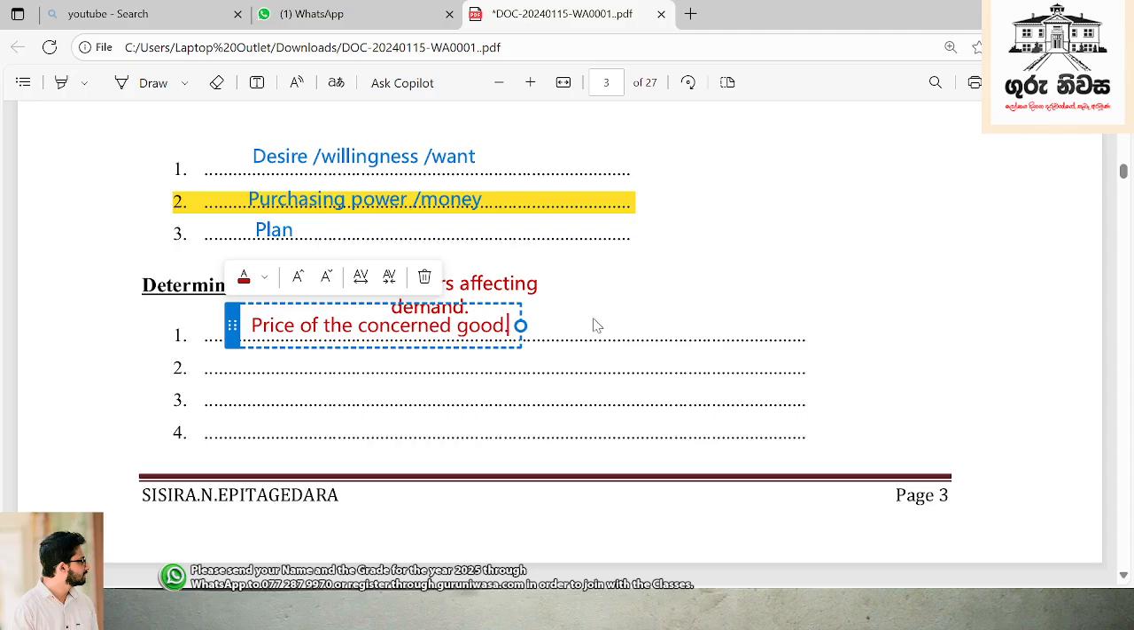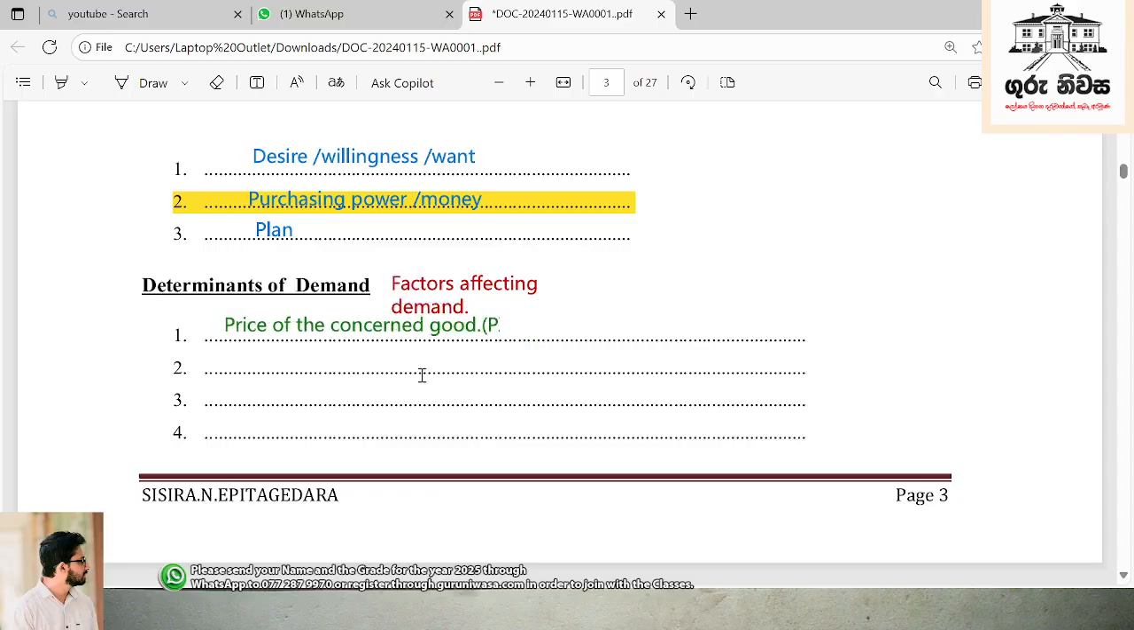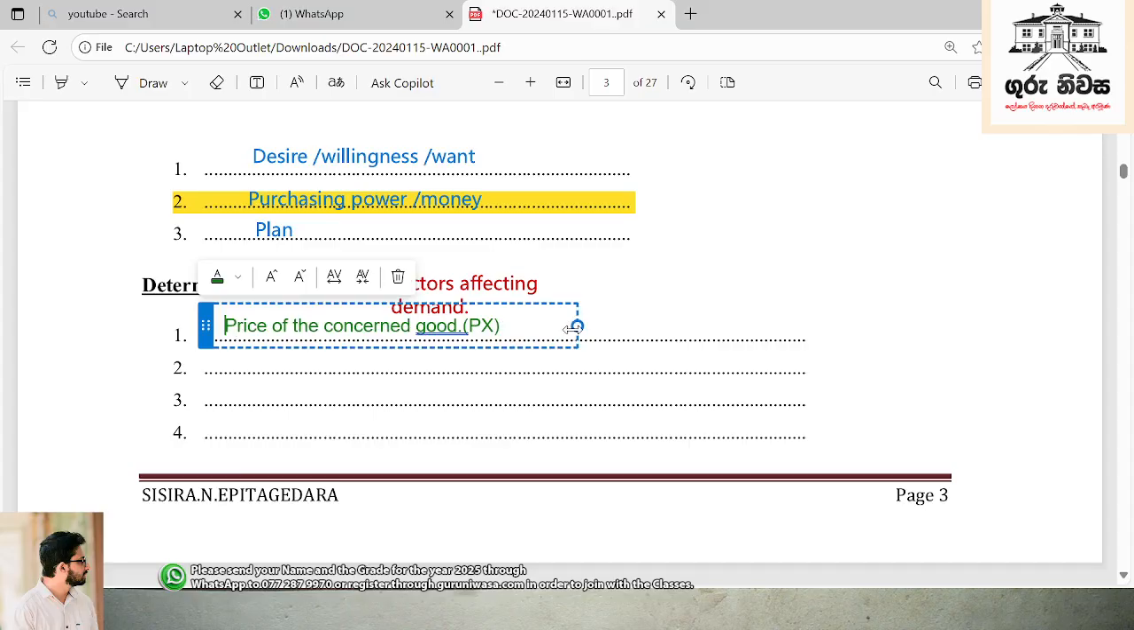The abbreviation is PX. Any doubt? No, sir. This is the first factor affecting demand. The abbreviation is PX.